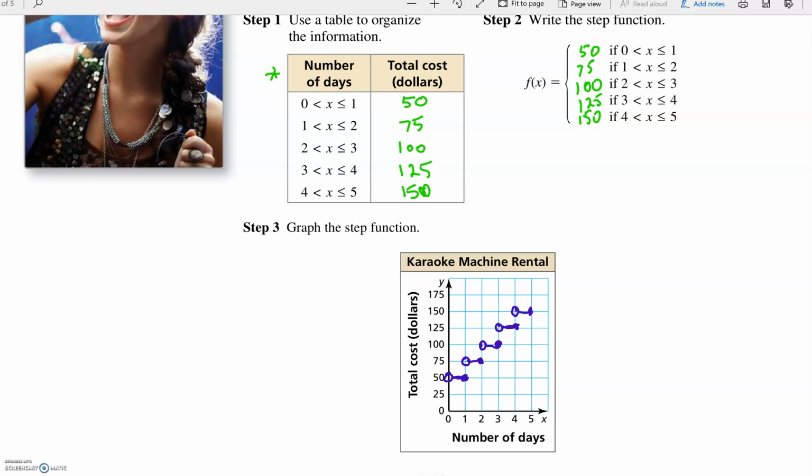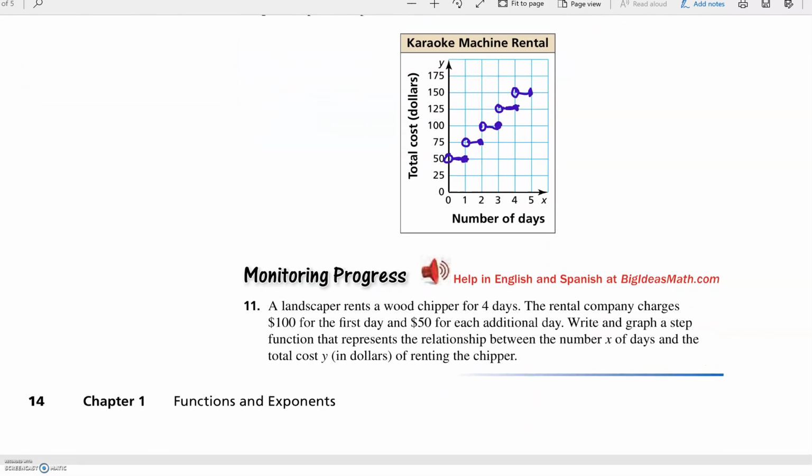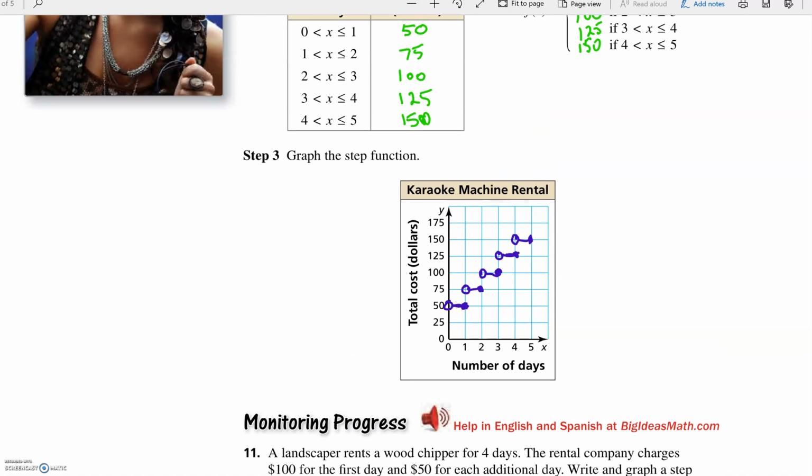That's our function. Okay, we're going to talk a little bit about the... Well, actually, I'm going to let you do the monitoring progress, so we're good.